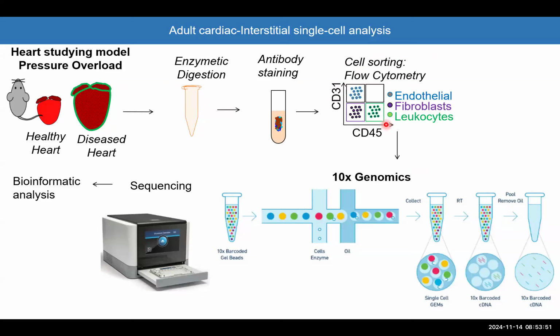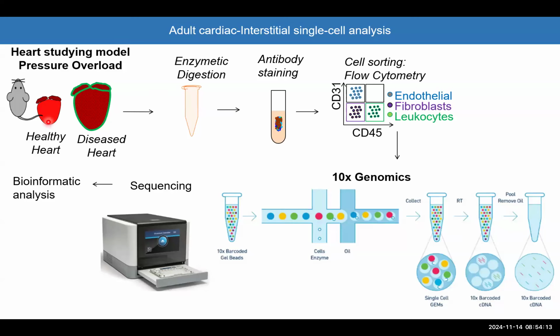We know that CD45 is a surface marker of leukocytes, which are the immune cells. And therefore, if you have an antibody that detects CD45, then you can capture all the leukocytes. And the fibroblasts are negative for both. So this is the component where you see here.